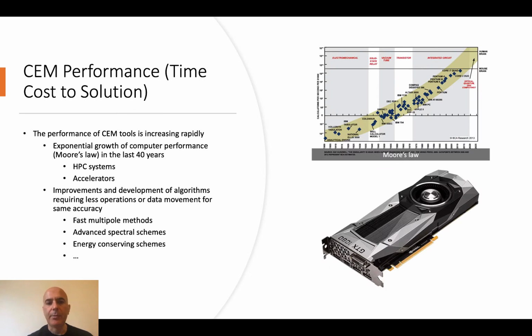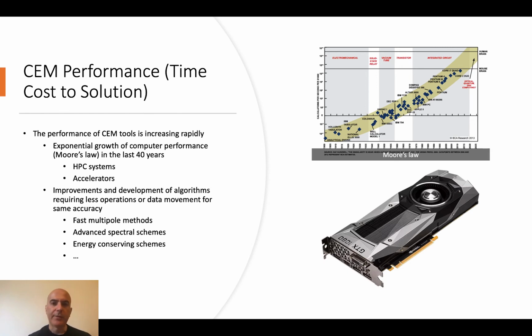The performance of SAM is increasing very rapidly for two main reasons. The first one is that the computational capability of a computer is increasing exponentially. You might have heard about this law. This is called Moore's law, that says that the number of transistors per unit of surface is doubling every 18 months. This has been true in the last 40 years. It's slowing down now, but still is growing. So we rely on faster and faster computers. We can rely on HPC systems and new technologies such as GPUs, called accelerators.